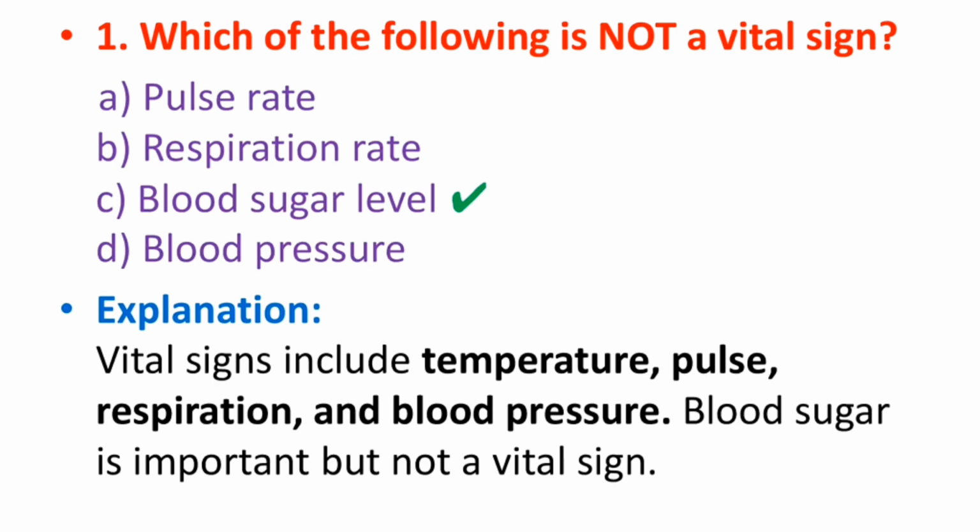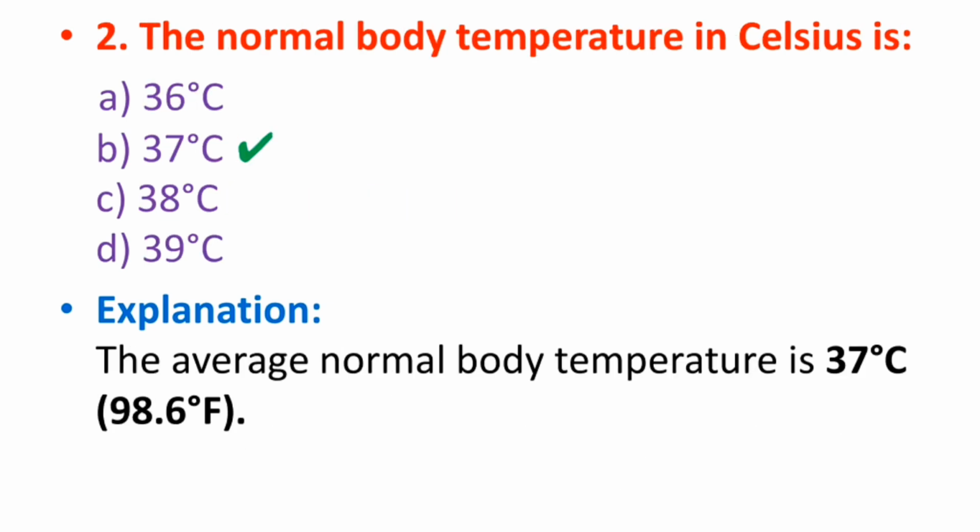Vital signs include temperature, pulse, respiration, and blood pressure. Blood sugar is important but not a vital sign. Blood sugar level is not a vital sign.